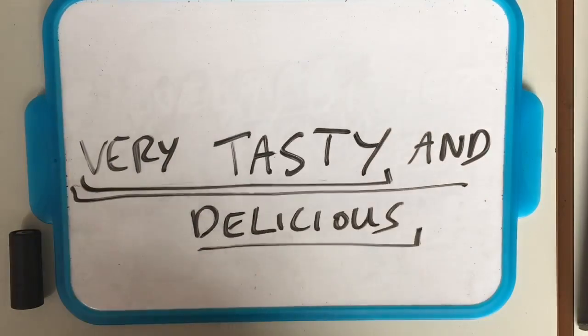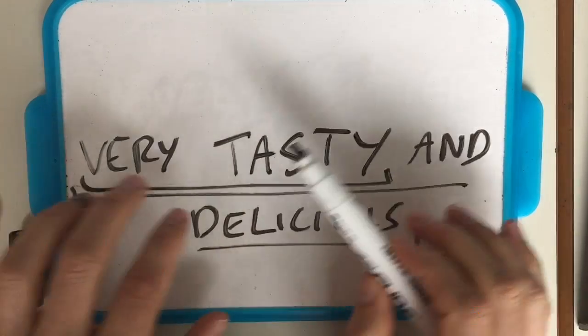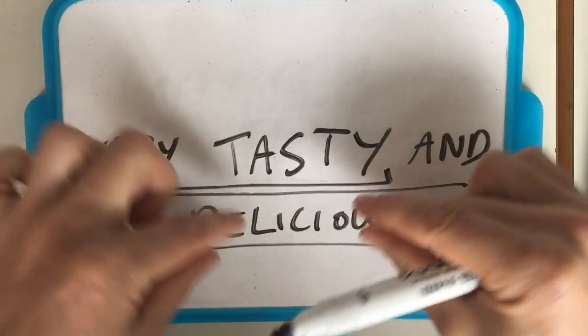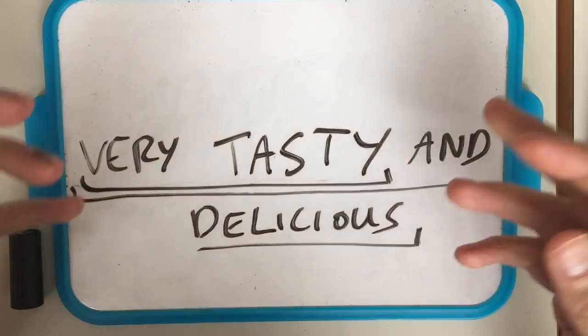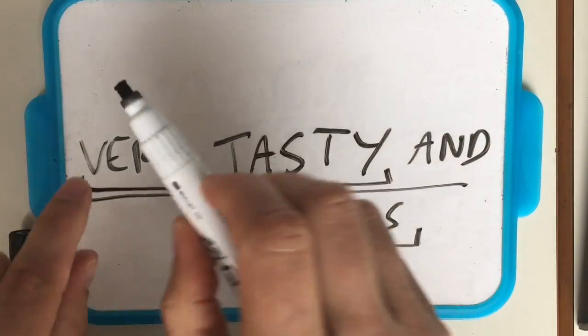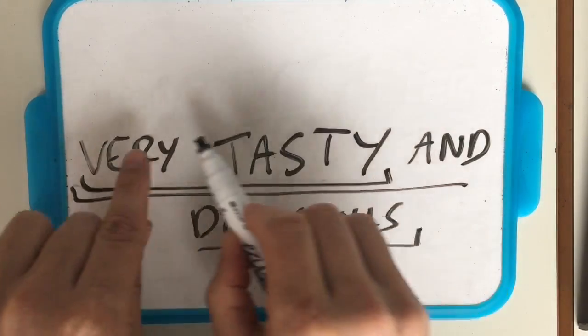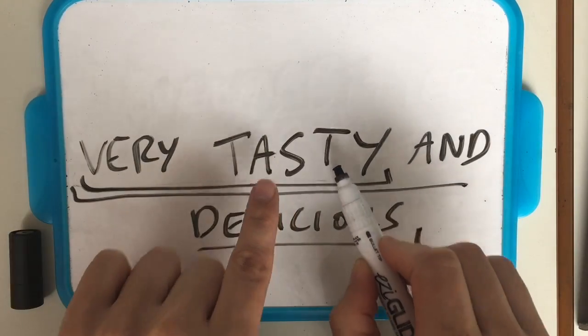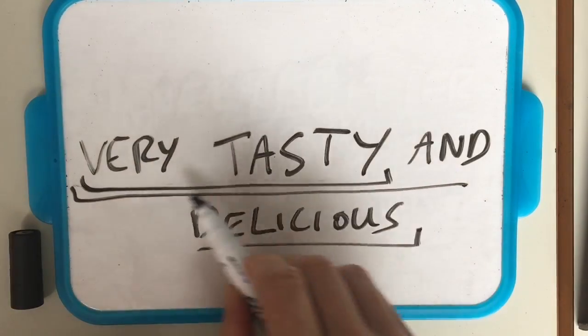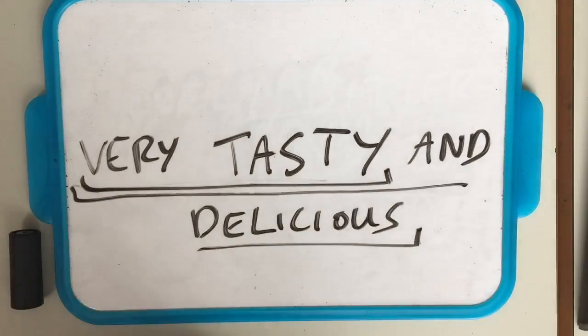because the head word is an adjective. Okay, tasty and delicious. We've got two head words here. It needs both of them, but they're both adjectives, so it's an adjective phrase. Very tasty. The very is modifying the word tasty. The adverb very is modifying the adjective tasty, and so that is an adjective phrase as well.